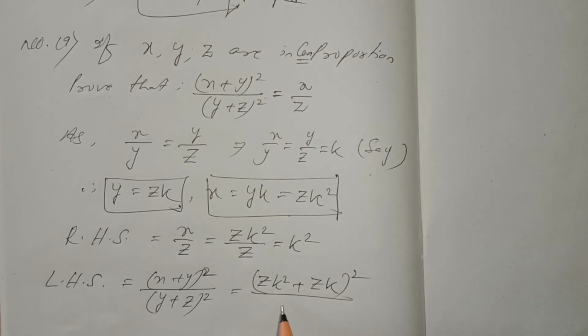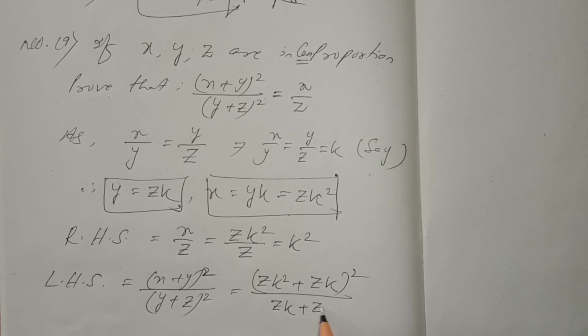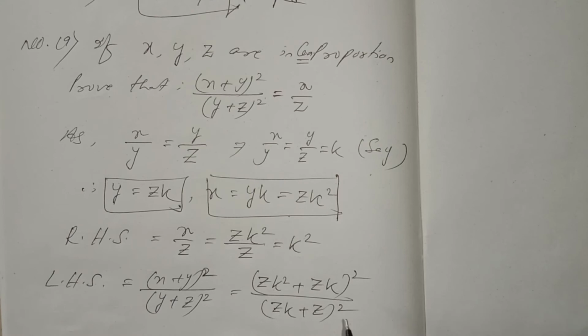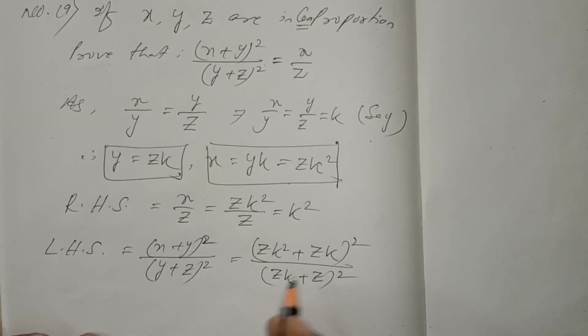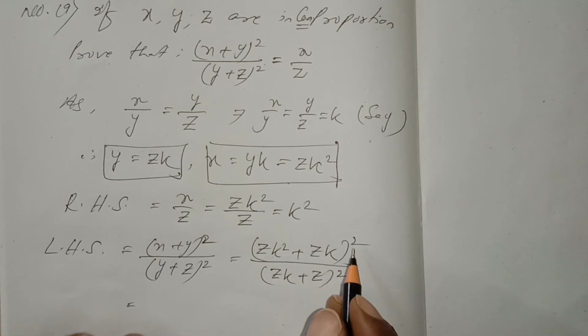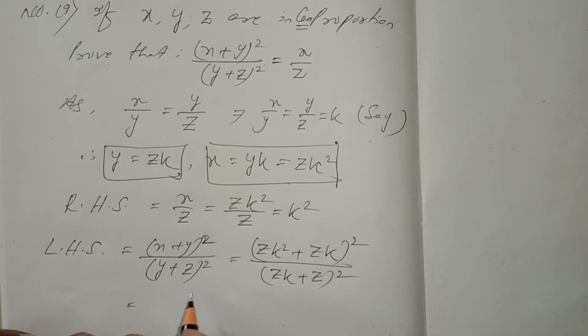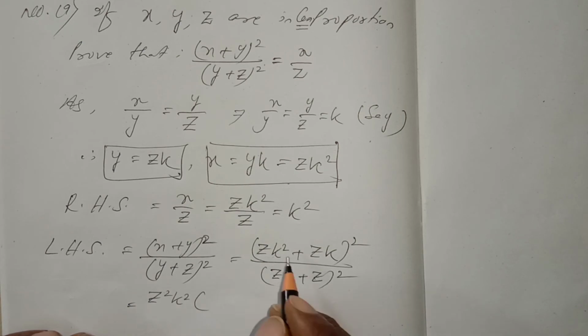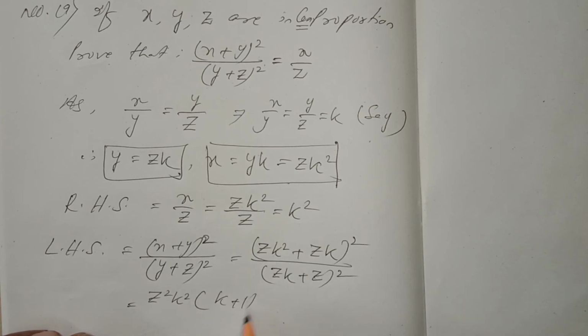and y is how much? Zk, plus z total whole square. In the numerator, how much can you take common? Zk common, but it is whole square given. Taking zk common, outside it will be z square k square. Inside the bracket, what is left? K plus 1 whole square.